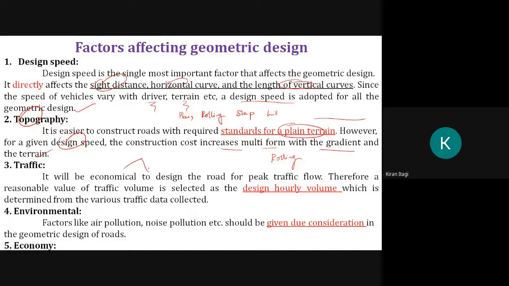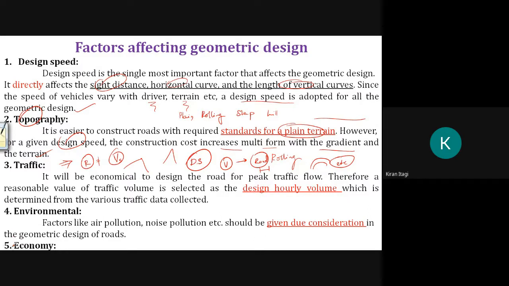So, if you are going for mountain terrains or rolling terrains, the cost obviously increases for the required design speed. If the vehicles are moving very fast, then the road should have a required width, proper curves, etc. Other parameters should be satisfied. If these are not satisfied, in numericals you see, if R is not satisfied, then you have to reduce the speed of the vehicle. In numericals you will come to know this.